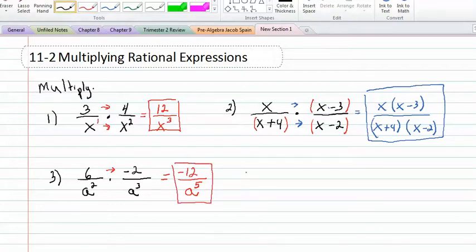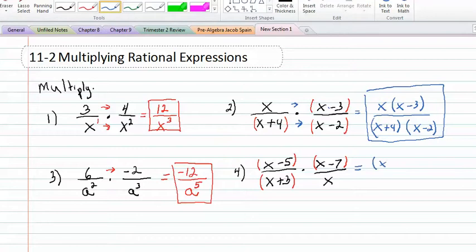Number 4. I have my problem. It's x minus 5 over x plus 3 times x minus 7 over x. First thing I'm going to do is go ahead and put my parentheses there to remind myself that these are quantities and they can't be separated. Then I look to see, can I cancel any of these quantities out? And I cannot.